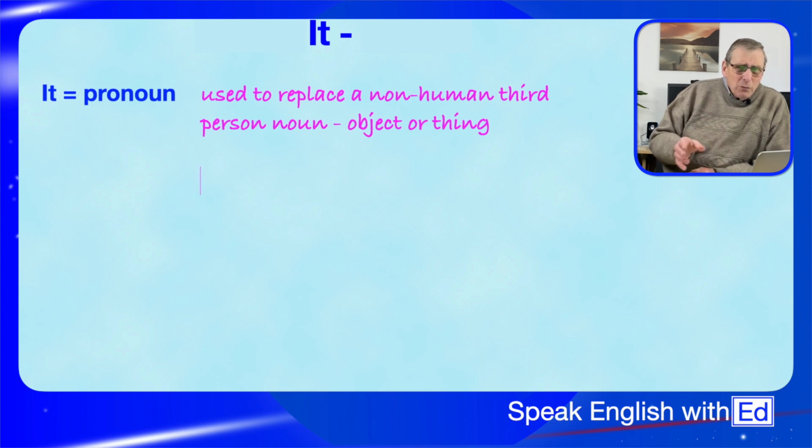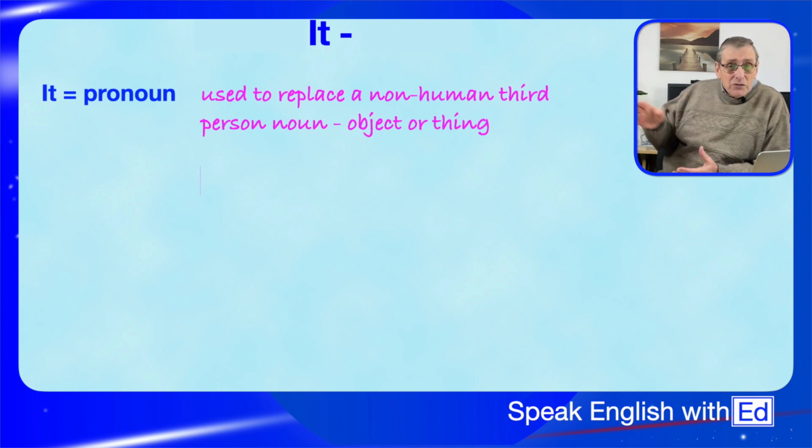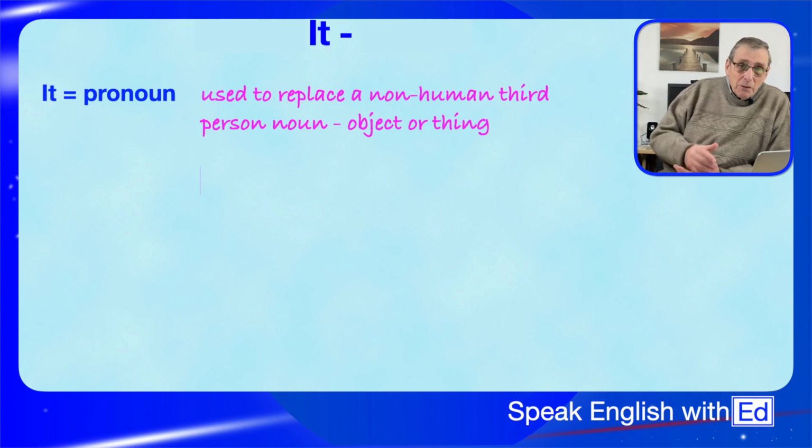You don't just say it without saying what it is. So you can say, look at that tree, it's very big, but you wouldn't say it's very big without explaining what you're talking about in the first place. So that's the purpose of a pronoun.